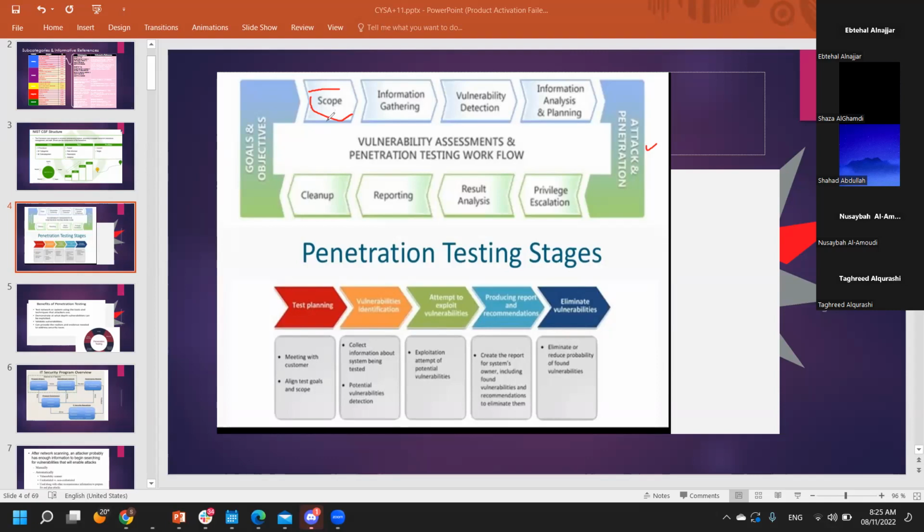We communicate with the management, and we also agree about what type of test it's going to be. Is it going to be a black box test, a white box test, or a gray box test? This depends on what the company really wants to do. If they want to simulate someone from outside, they will do the black box test. If they want to simulate someone from inside, they will do the white box test. If they want something in between, they will do a gray box test.